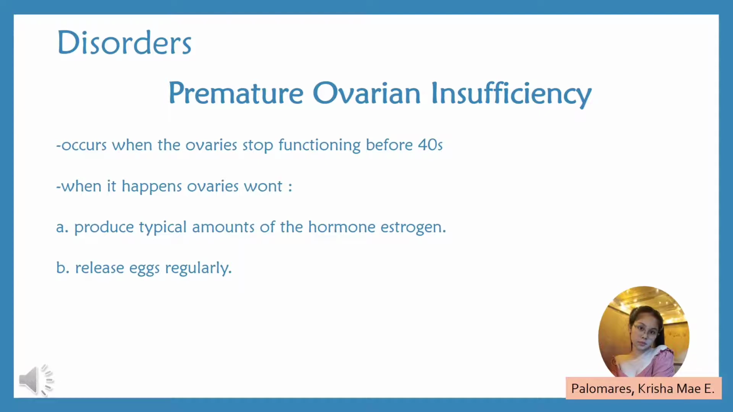Let us proceed to some disorders that might be encountered when talking about reproductive endocrinology. First is premature or primary ovarian insufficiency. This occurs when the ovaries stop functioning as they should before the age of 40. When this happens, your ovaries don't produce typical amounts of the hormone estrogen or release eggs regularly. This condition is also called premature ovarian failure and often leads to infertility.